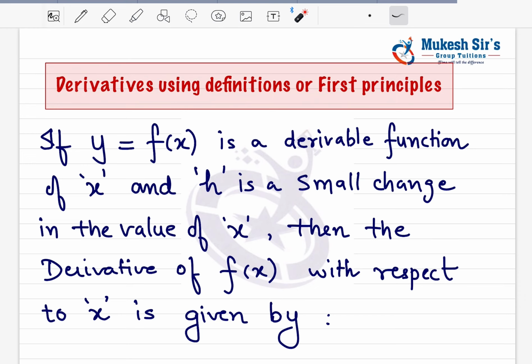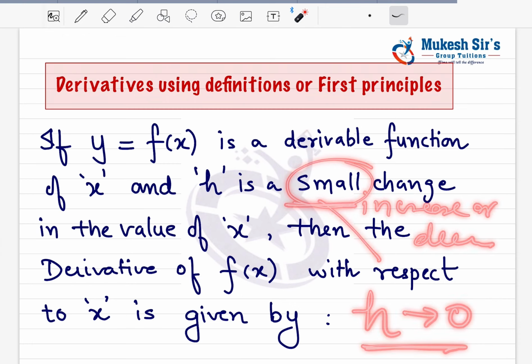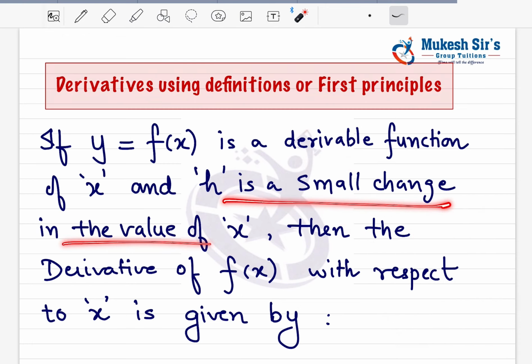Now the definition says y is a function of x. If y is a function of x, it basically means y depends on x. So y is a derivable function of x, and h is a small change in the value of x. It is a small change. Change can be either increase or decrease, but it is always a small change. When I say small, it means h tends to 0. So h is a small change in the value of x.